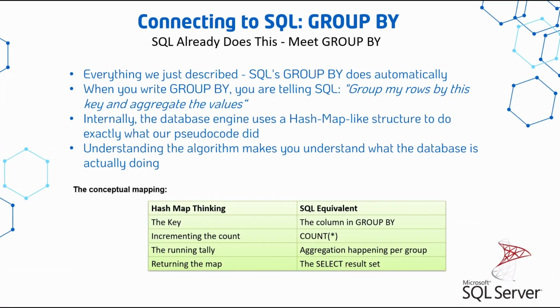So it's very easy, right? If you want to get a group query, what we do is GROUP BY this. But again, if you check the hash map thinking versus the SQL equivalent, the key that we discussed is the column that we're going to do the grouping on. I have something in the next slide. The incrementation count is here as COUNT(*). The running tally, aggregation, it's going to do an aggregation per group, and it's returning the full hash map from the select result. So in SQL GROUP BY, this running total is something that they are using. It's a hash map like structure to do exactly what our pseudocode did. So this is a sample for you.